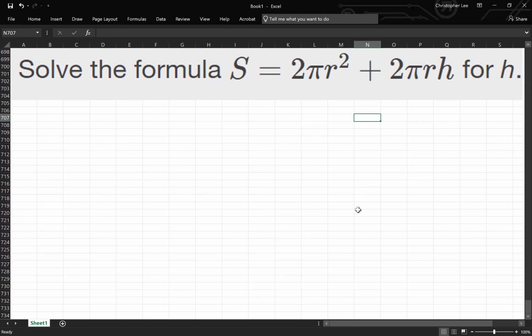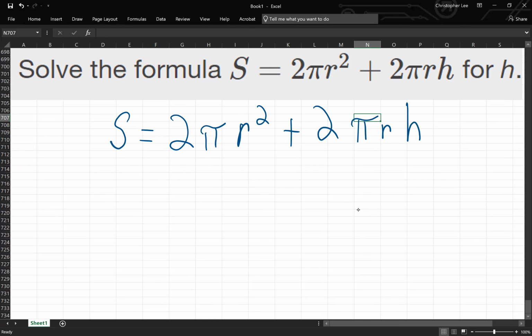So we could do this step by step, but I feel like showing you guys a trick. I can actually solve this in 2 steps. Watch the 2 steps. So I have S is equal to 2 pi r squared plus 2 pi r h. And I want to solve for h. Here goes step 1.